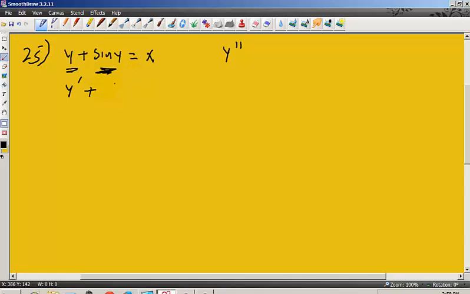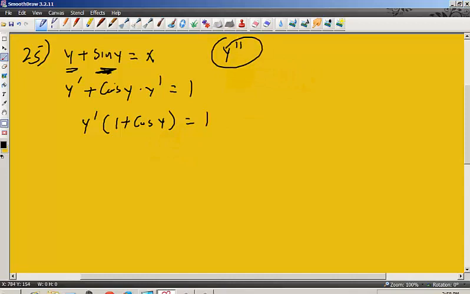Derivative of sine is cosine of y times y prime is equal to 1. Factor out of y prime, which is going to leave you with 1 plus cosine of y times y prime is equal to 1. If you're going to take the second derivative, you will have to simplify as you go. That's what I'm doing right now. y prime is equal to 1 over 1 plus cosine of y. Now you can use a quotient rule to take the second derivative, or you can make your life easier because you know a chain rule.